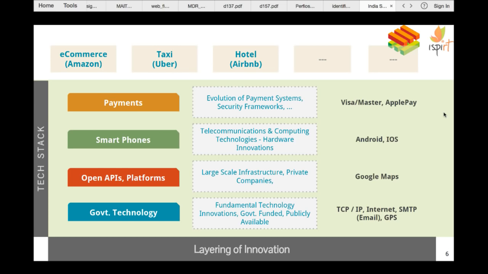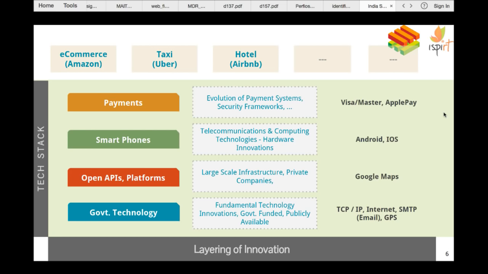So for example, Google Maps builds on top of all of this technology and yet allows other applications to build on top of it. In the meantime, we also had smartphones that developed out of the telephony system, and they also allow other applications to build on top of them. In parallel to all of this, we have seen the evolution of payment systems. They started from cards and then went on to many different forms, including Apple Pay today.